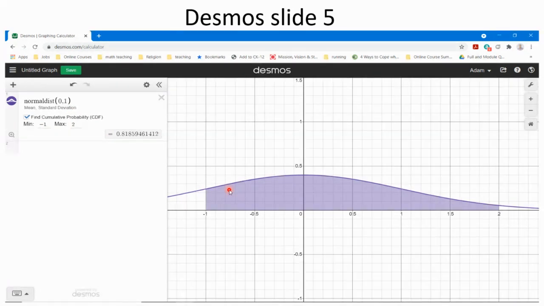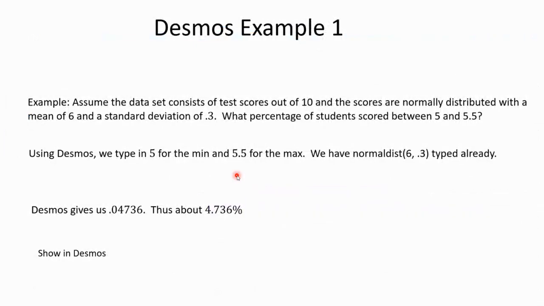Okay. So let's do another example. This is an older one actually, but we're going to solve it using Desmos. I'm going to type it in Desmos as well. It's with the test scores and stuff. The test scores are out of 10. We have a normal distribution. The mean is 6, and the standard deviation is 0.3. Okay.